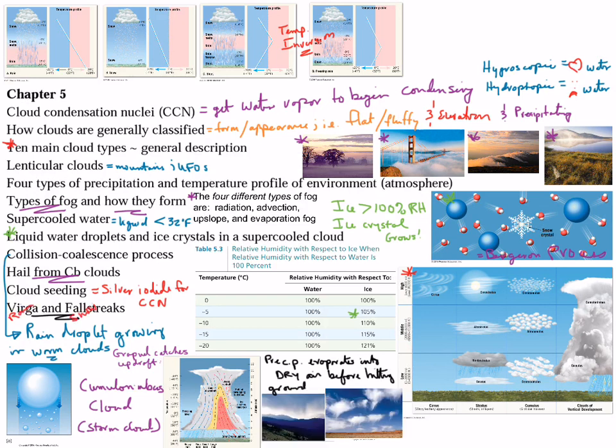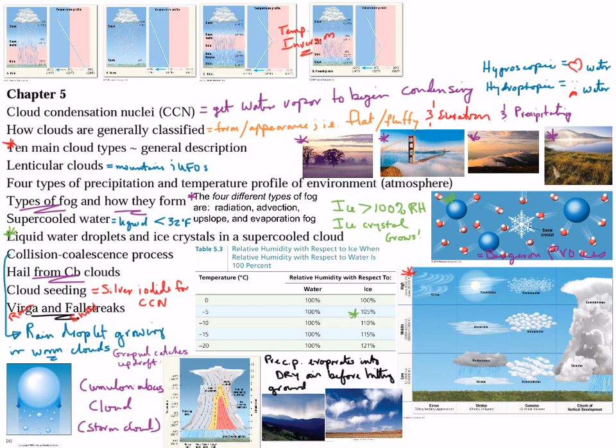Virga and fall streaks: what they have in common is that it's precipitation that's falling into dry air, and it doesn't really make it as precipitation because it evaporates before it reaches the ground. Precipitation evaporates into dry air before hitting the ground. And there are a couple of pictures that go along with those. So that was a good chapter too.